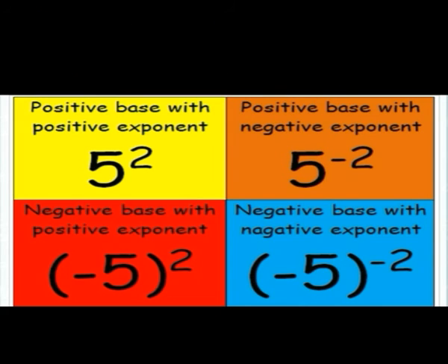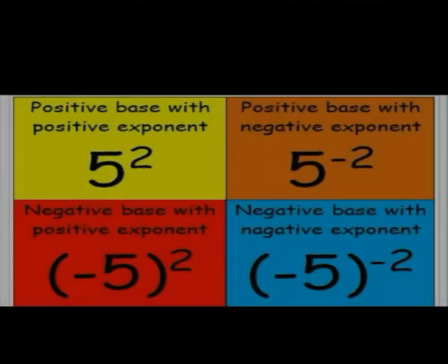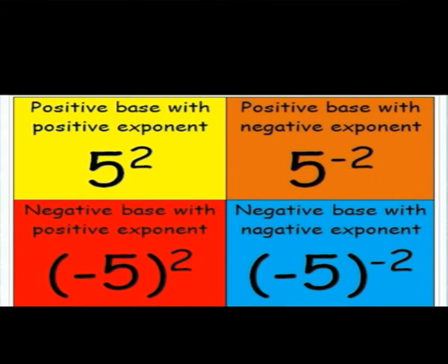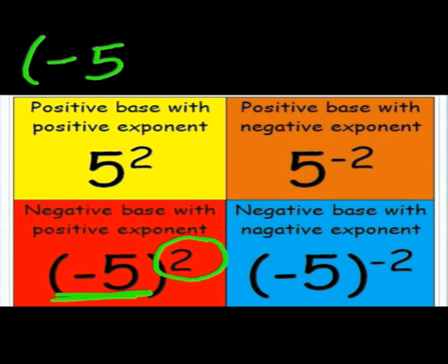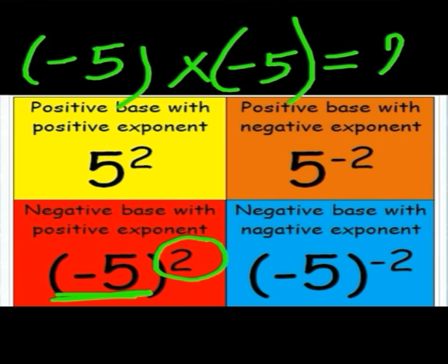Coming to the third case, here we have a negative base with a positive exponent. What are we going to do over here? We have to concentrate on the exponent. Here the exponent is positive. So no need to find its reciprocal. We will simply multiply the base by itself 2 times. So here minus 5 when multiplied by minus 5 will give you positive 25.